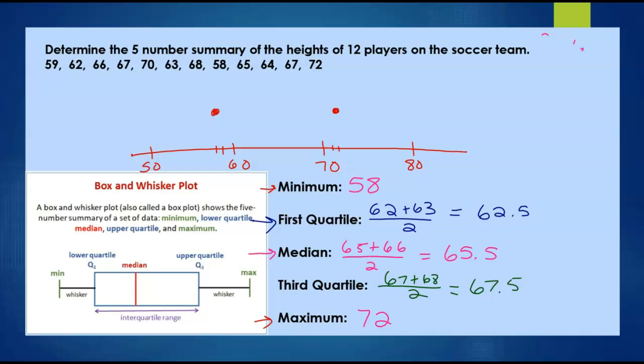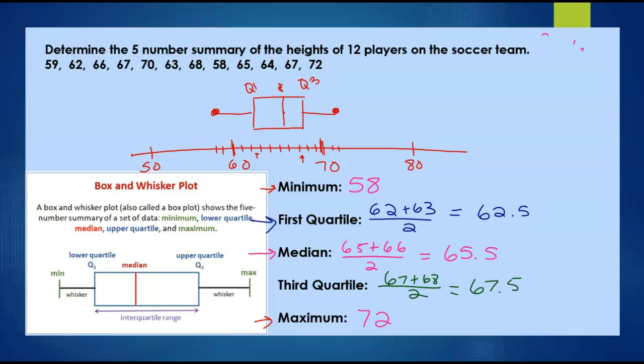Now, my median is 65.5. Well, here's 1, 2, 3, 4, 5, 6, 7, 8, 9, 10 from 60 to 70. So 65.5 would be right about here. And then the first quartile is 62.5, so that's right about here. And 67.5 would be right about here. All right, so this box part, that's the interquartile range. This is our median. This is our quartile 1. This is our quartile 3, and we can draw our whiskers.